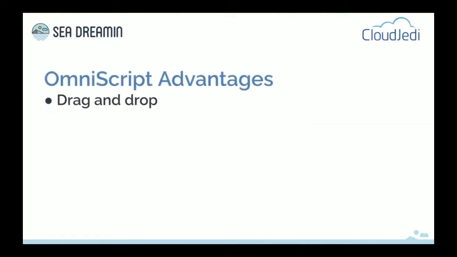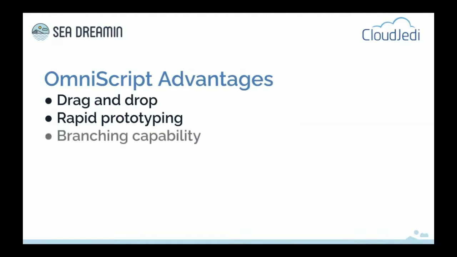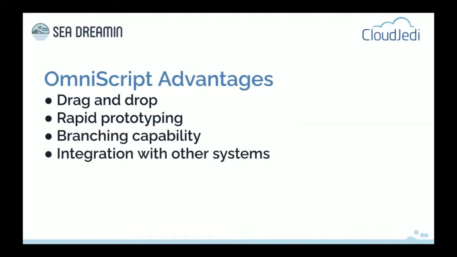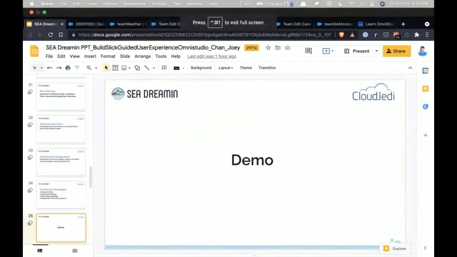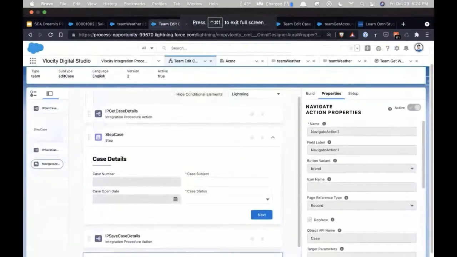So one of the advantages of OmniScript is basically drag and drop capabilities, rapid prototyping. So you can basically create multiple different screens without necessarily spending a lot of time building out the custom logic behind that. It has a lot of branching capabilities, and it also allows us to build integration with other systems. So I'll show you how the backend looks like, right?